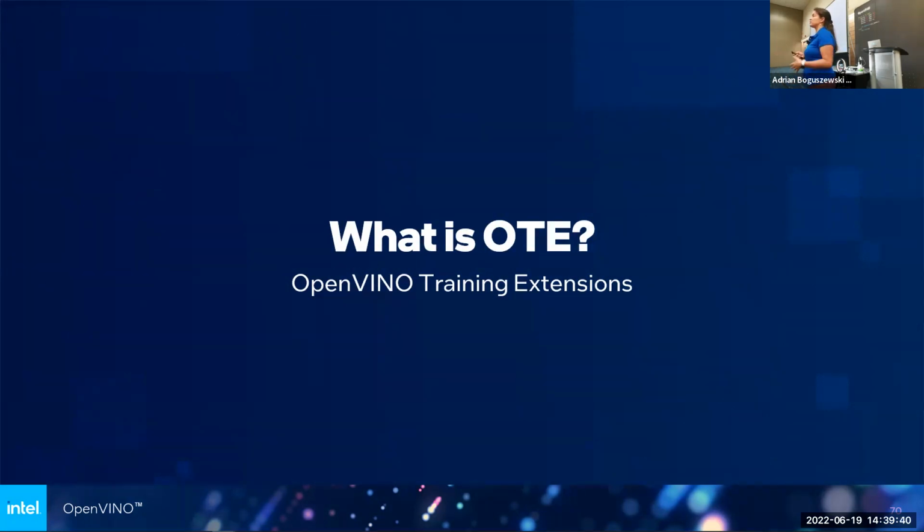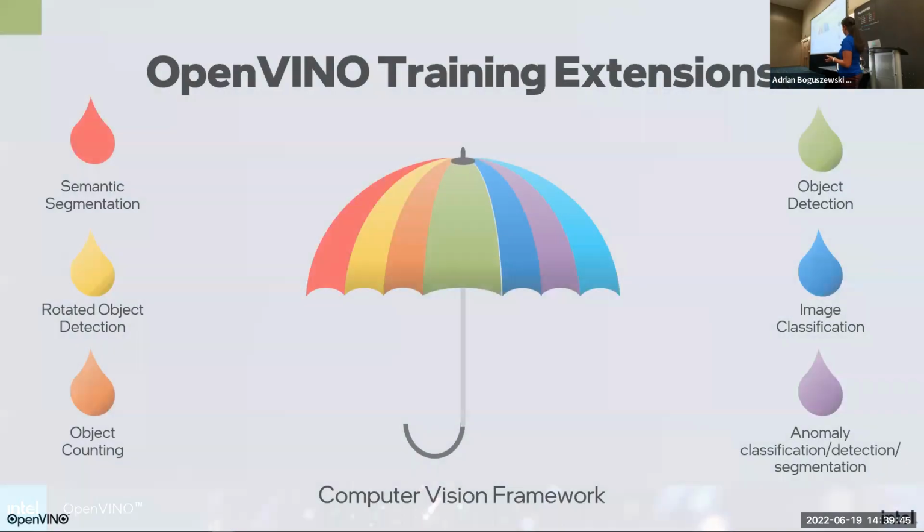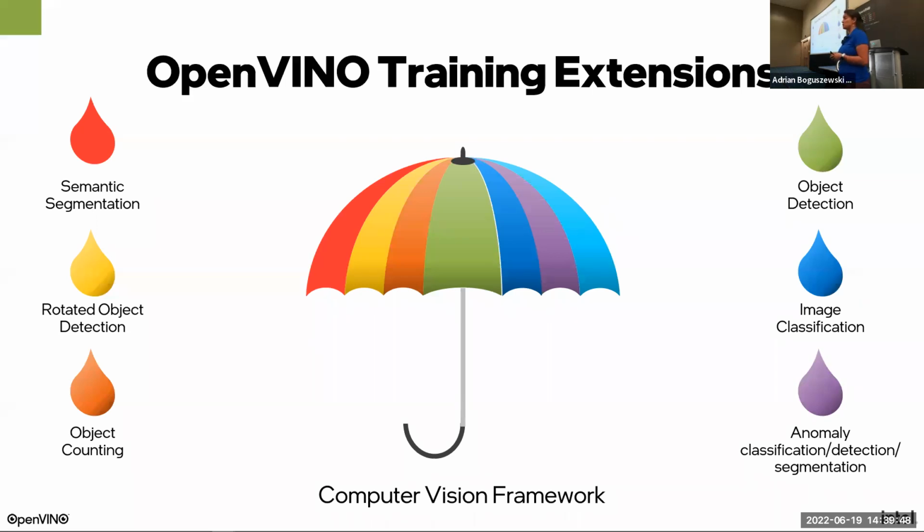Right now we have PyTorch, we have TensorFlow, deep learning frameworks. But this framework is a computer vision framework. So this is an umbrella, and we are covering here six computer vision tasks. We have semantic segmentation, rotated object detection, object counting, object detection, image classification, and we also have anomaly classification, detection, and segmentation. This is really, really good because with just one single tool, you are able to train your model from scratch, or also do that task with transfer learning.